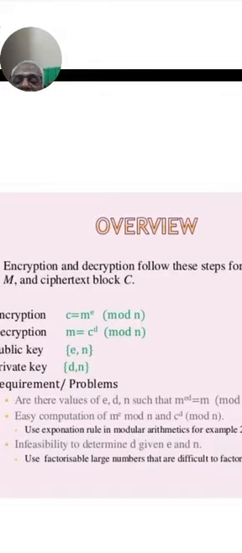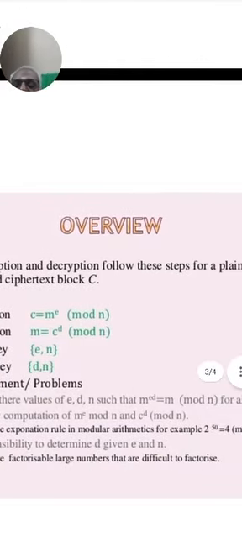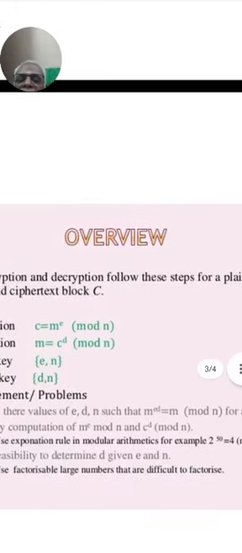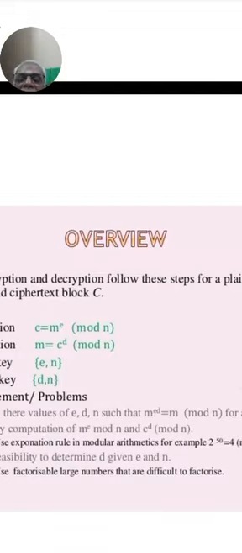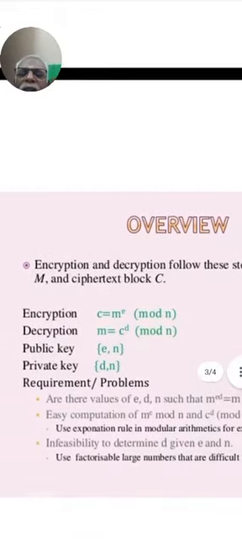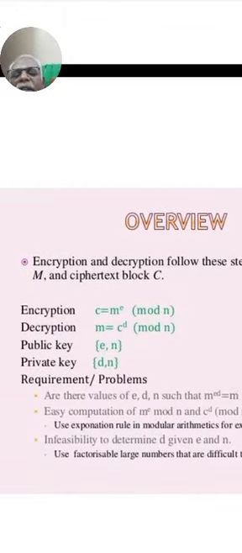We need values e, d, n such that m to the power ed equals m modulus of n for all m. Here the meaning is we know the values of c, m, e, d, n. For all these variables we have the values. So these values are going to be substituted in this formula for both the encryption as well as decryption, so that we will get the value of encryption on the left hand side. Also we will get the value of decryption on the right hand side.